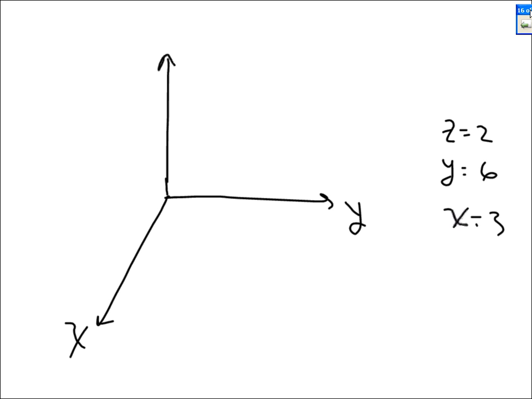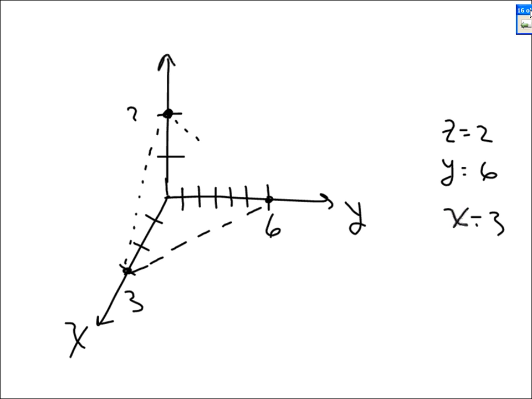X. So x is 3 for argument's sake. We'll call that 3. Y-intercept is 6. 1, 2, 3, 4, 5, 6. The z-intercept is at 2. And basically, you should draw that.